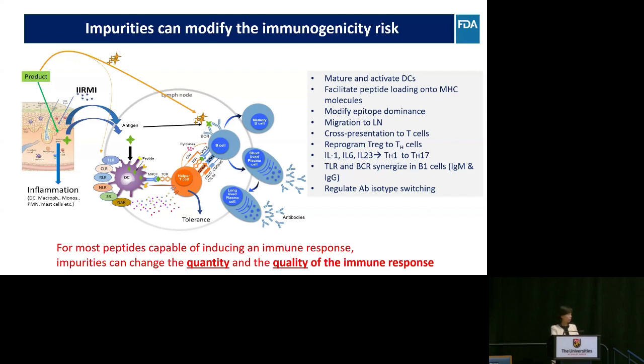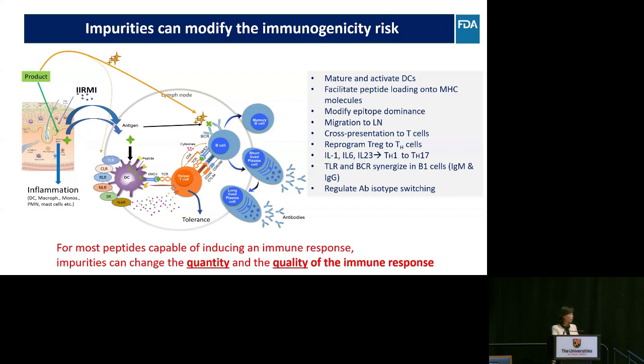So let's look a little bit at their function. Those IRMIs can increase the maturation and activation of antigen-presenting cells, can facilitate peptide loading on MHC molecules, and can also alter epitope dominance. And when we inject the product subcutaneously, the RMIs injected with the product can promote the migration of antigen-presenting cells from the subcutaneous space to the lymph node, and then those APCs can present what they have to the T cells and B cells in the lymph node.